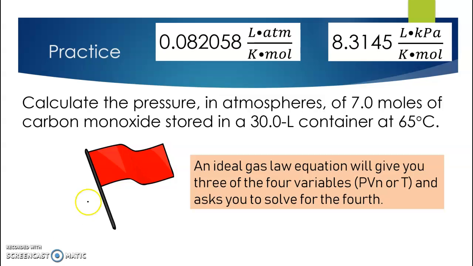So calculate the pressure. It's asking me to find the pressure. That's the missing one. And it specifies atmospheres, which is going to help me in deciding my R value, of 7 moles of carbon monoxide in a 30-liter, that's a volume, container at 65 degrees Celsius. So it meets that red flag. It's my tip-off that I need to apply the gas law. I'd encourage you to pause the video here, since we've already covered the ideal gas law, and work through that problem. I'll give you a second to do that, and then you can check your work.